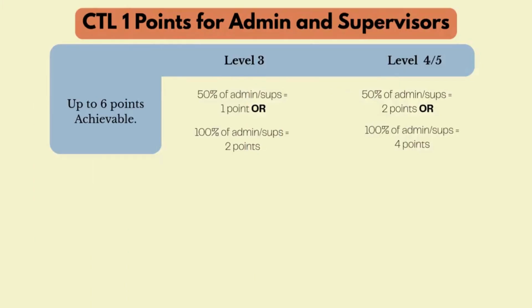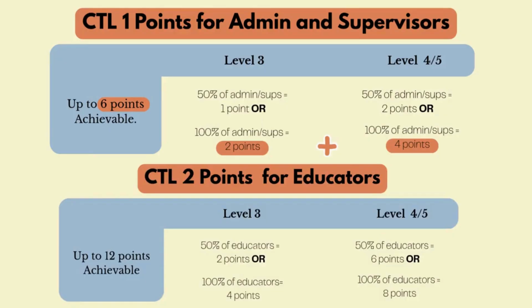For maximum points in CTL 1, if 100% of administrators and supervisors also complete the 3-star trainings, such as lesson planning and culturally responsive practice, as well as the 4 and 5-star trainings for curriculum, your program may receive up to 6 points total for this standard. For maximum points in CTL 2, if 100% of your educators also complete the 3-star trainings, such as lesson planning and culturally responsive practice, as well as the 4 and 5-star trainings for curriculum, your program may receive up to 12 points total for this standard.